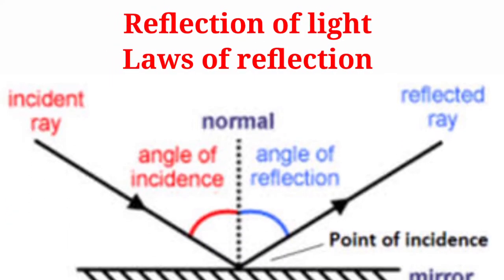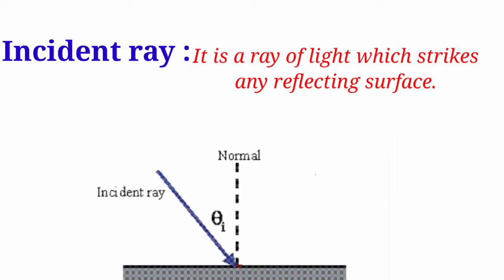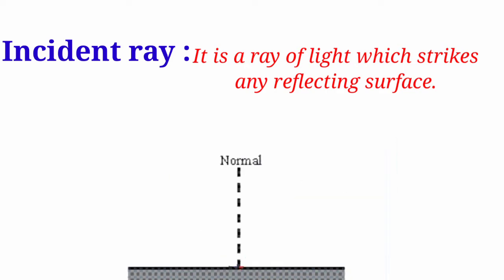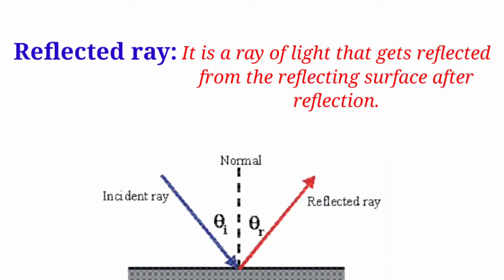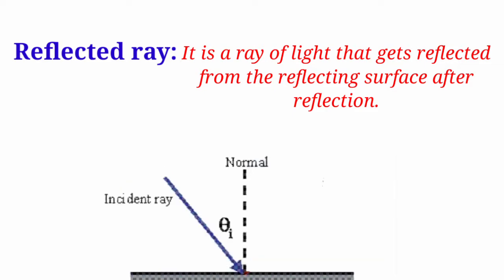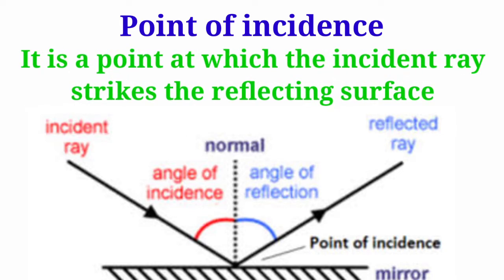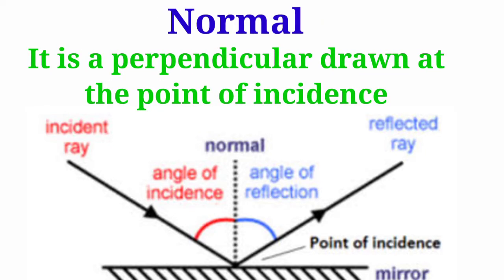Now we discuss the laws of reflection. But before understanding the laws of reflection of light, let us learn some important terms related to reflection of light. Incident ray means a ray of light which strikes any reflecting surface. Reflected ray is a ray of light that gets reflected from the reflecting surface after reflection. Point of incidence is the point at which the incident ray strikes the reflecting surface. Normal is a perpendicular drawn at the point of incidence.